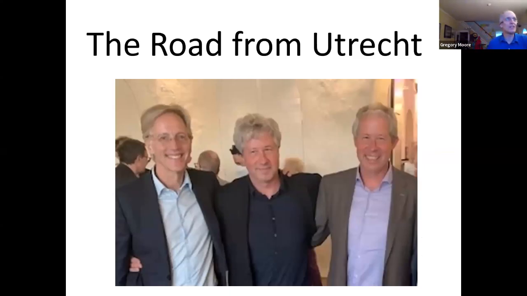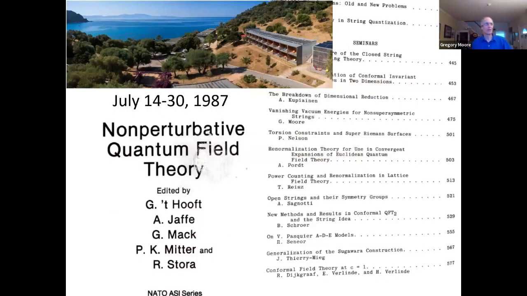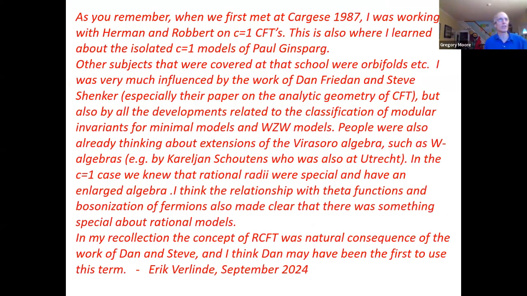The third road to rational conformal field theories is the road from Utrecht. And here is DVV celebrating their 60th birthdays. To my mind, that route really starts from a very important meeting in Cargèse, July 14 to 30, 1987. Dan Friedan was there lecturing about modular geometry. I was there lecturing about Atkin-Lehner symmetry. And Verlinde and Verlinde were there talking about the classification of C=1 conformal field theories. So I had an email exchange recently with Eric Verlinde asking him what his motivations were for some of the work he did that we'll hear about in a moment.